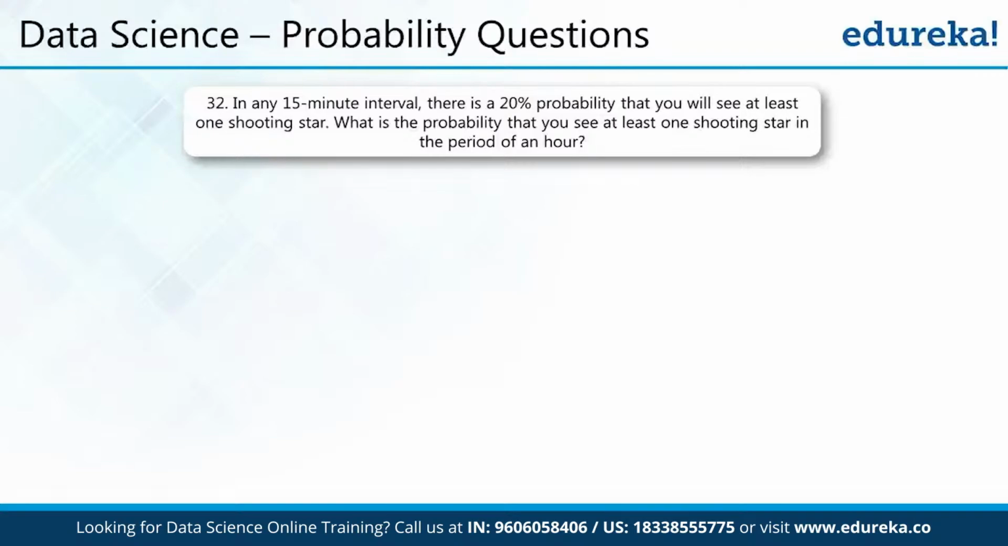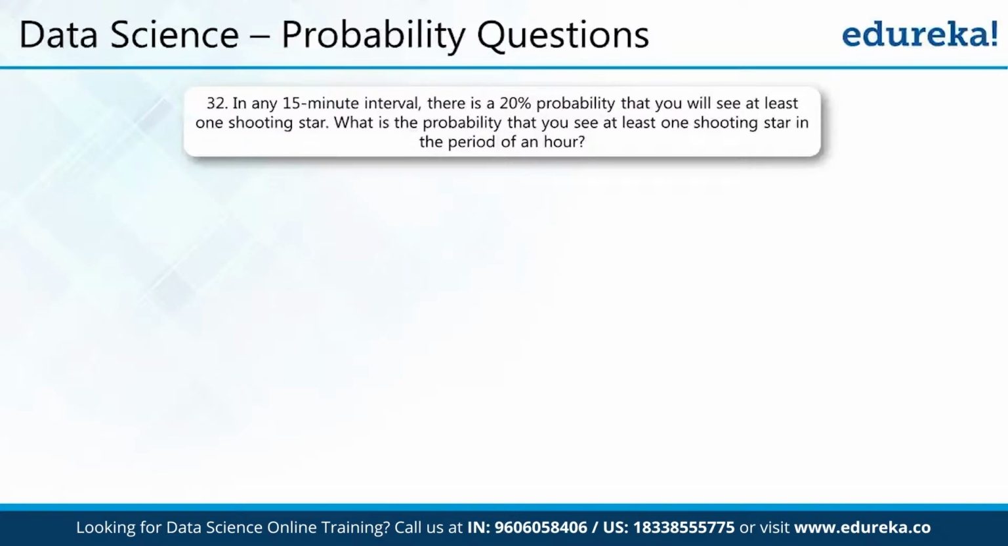Okay, so I'll read out what the problem is here. It says in any 15-minute interval, there is a 20% probability that you will see a shooting star. So what is the probability that you see at least one shooting star in a period of an hour? So there is information given to us that in every 15-minute interval there is this 20% probability you will see at least one star. We now want to calculate this probability in a period of 1 hour, right?